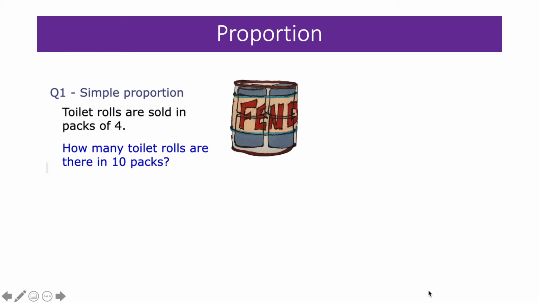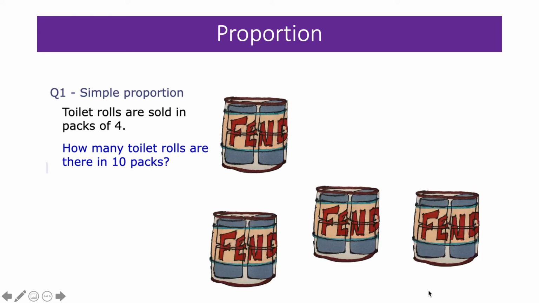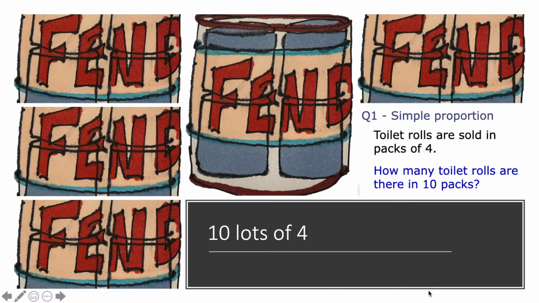It starts off with very simple proportion questions. Toilet rolls are sold in packs of 4. So these are my Fendi brand, and it asks how many toilet rolls are there in 10 packs. So imagine you have 10 packs, 10 lots of 4. Simply put, 10 times 4, 40.